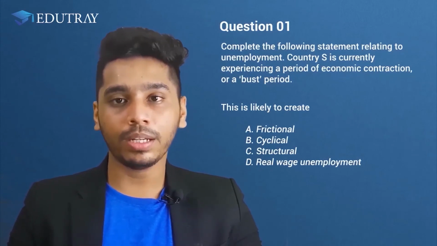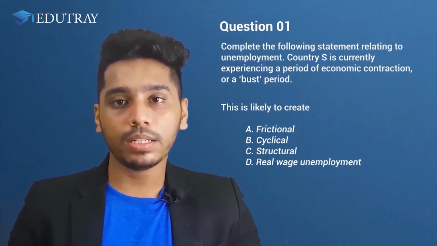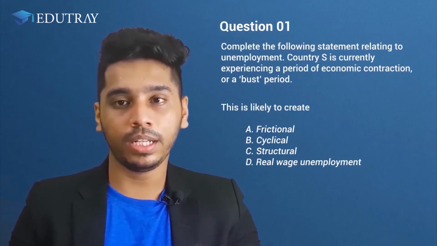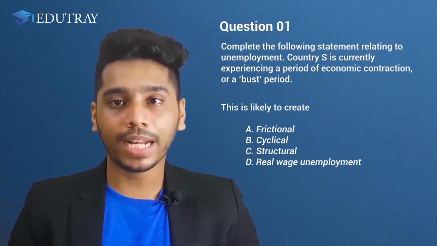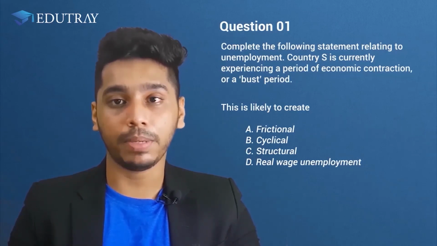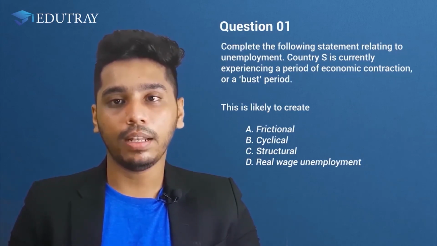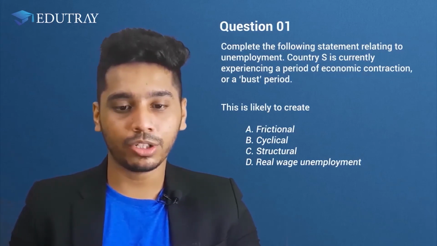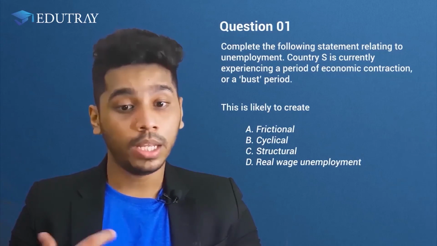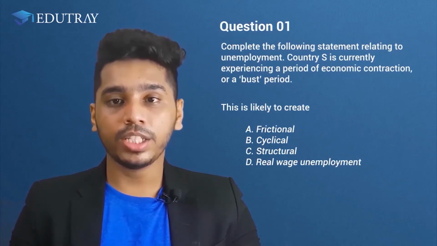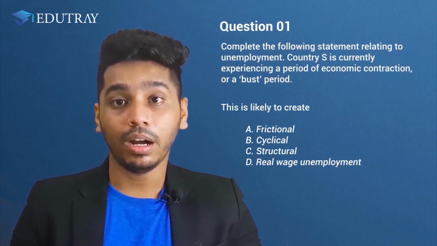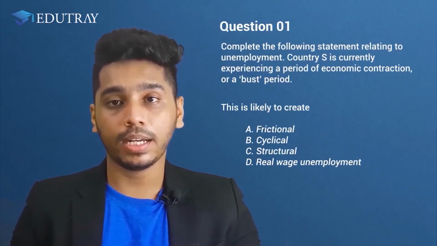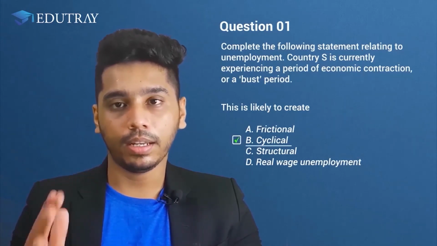So during an economic contraction, it is obvious it will create a reduction in demand. That reduction in demand will definitely lead to unemployment, and that type is regarded as cyclical unemployment. Structural talks about primary, secondary and tertiary, nothing to do with economic contraction. Real wage unemployment is something in line with the trade union, so it doesn't align with the statement given. So what is the correct answer? It is cyclical unemployment.